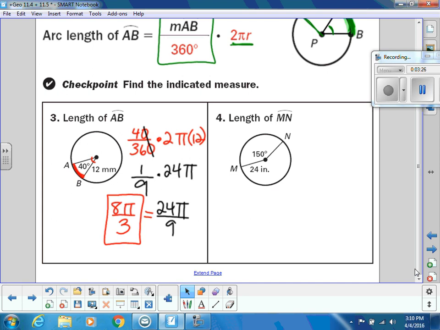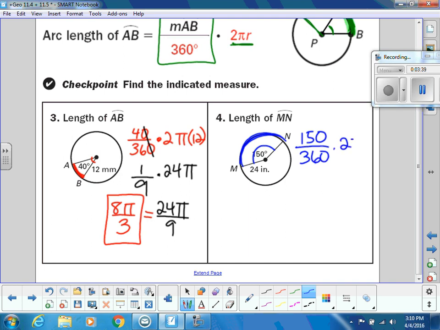All right, let's look at this one. We're trying to find the length of MN, and that central angle is 150. So we're going to take 150 divided by 360 times 2 times pi times our radius, which is 24. Okay, 24. So let's reduce this. The zeros cancel out. Let's divide them both by 3. So that'll be 5 over 12. And then up top I have times 48 pi.